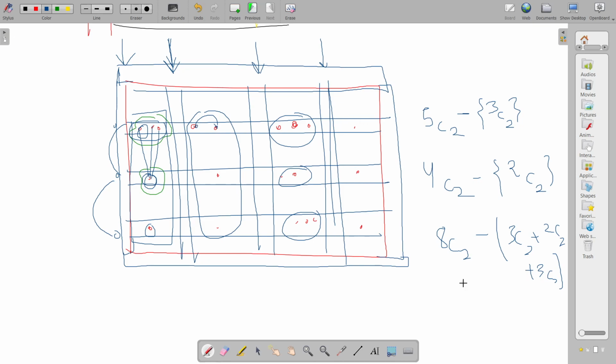And for this, the answer would be simply 3C2 for between these two roads. So that would be the algorithm for when you are traversing between two vertical roads. You have to do the same thing for horizontal roads. If you want me to show, I can show you.